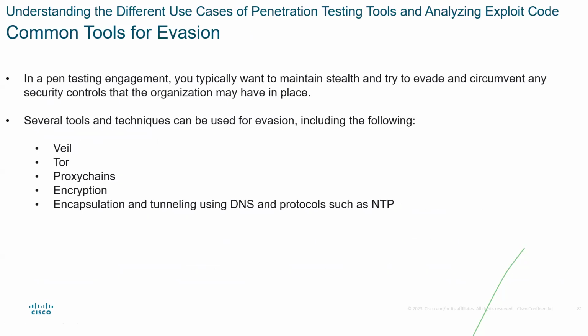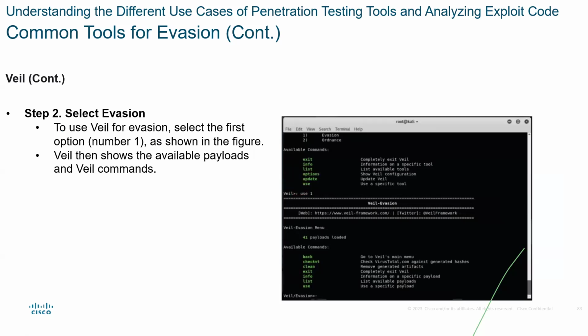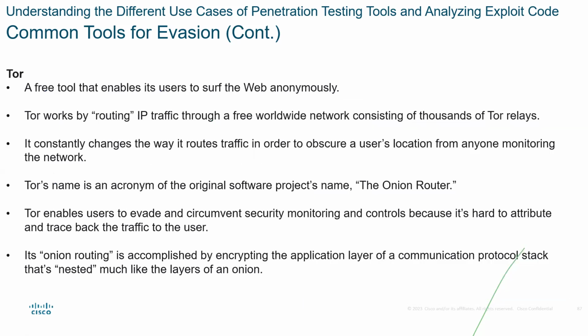Then for evasion, which is dodging, trying to avoid being seen, there are tools like Veil, Tor, proxy chain encryption, encapsulating and tunneling using DNS, and so on. So this is Veil, it's a framework, and I think there's Metasploit somewhere towards the end. Again, these are all tools, so you can just look at them and, remember, choose the tool that works for you.